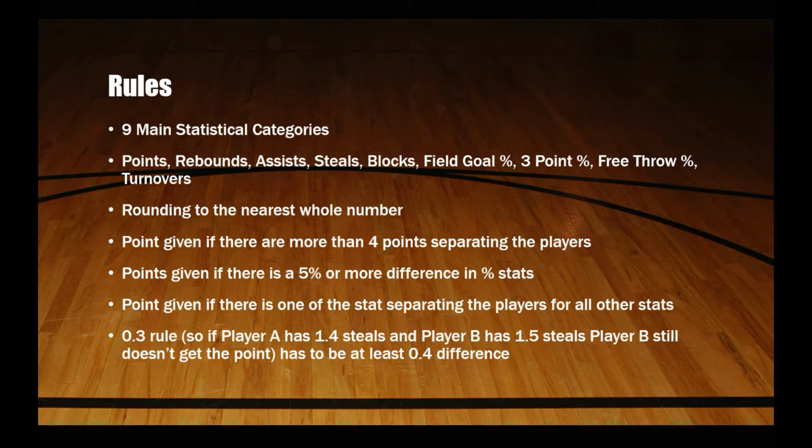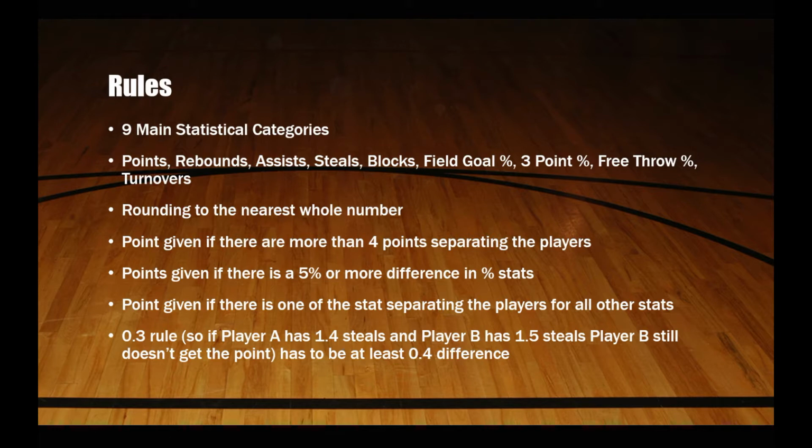For all the other ones, a rebound, an assist, a steal, a block, a turnover, all of them can make a pretty big difference. So the point is given if there is one of the stats separating. However, I have a 0.3 rule. So if player A has 1.4 steals and player B has 1.5 steals, player B still doesn't get the point, even though if you round, player B has 2 steals a game and player A has just 1. There has to be at least a 0.4 of the stat difference. So for example, I can give the point if it's 0.1 and 0.5, 0.2 and 0.6, 0.3 and 0.7, 0.4 and 0.8.